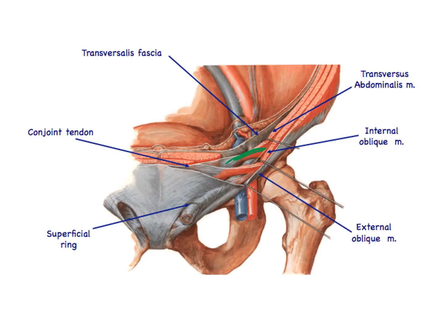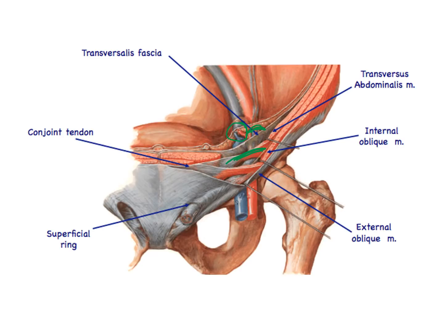And let me also point out that the deep inguinal ring, shown here, is immediately lateral to the inferior epigastric vessels. The location of the deep inguinal ring relative to these vessels has relevance when considering inguinal hernias.